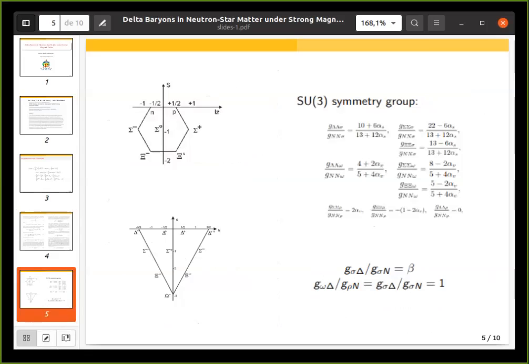Beyond protons, neutrons, and the other spin 1/2 hyperons of the baryon octet, we included 4 spin 3/2 resonances, the deltas. In this work, we take the SU3 hyperon coupling scheme parameters and consider the delta meson coupling scheme as being given by a scaling of the attractive scalar coupling constant, the beta parameter.